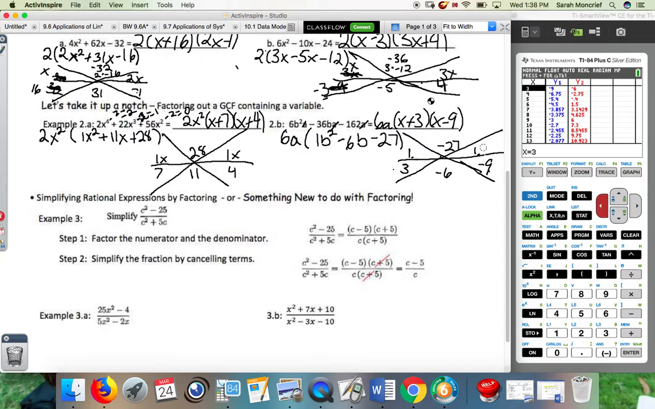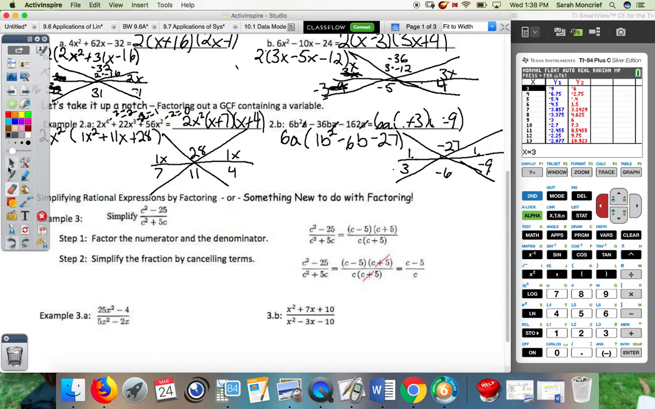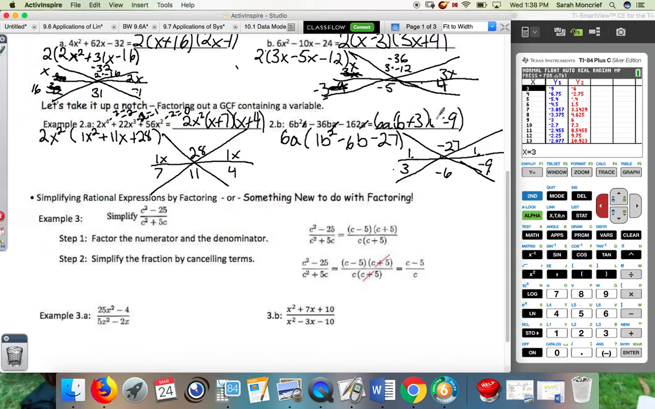But wait, something else I've messed up on was, what variable are we using? B. So all of these should not be x, they should be b. Don't forget to check your variable, kids. It's important. This should be 1b and 1b. So you really have 6a times b plus 3 times b minus 9. And there you go.